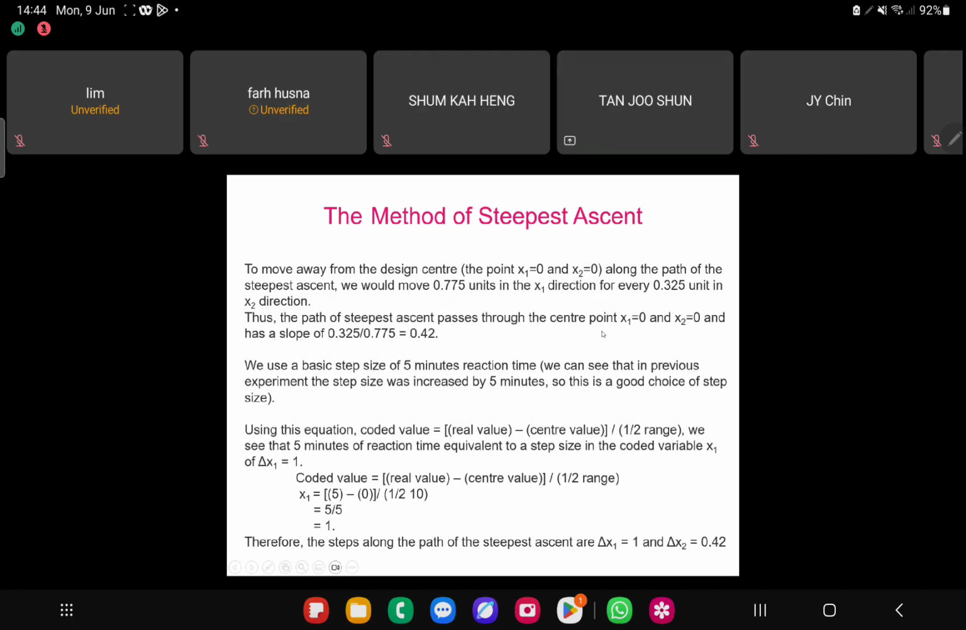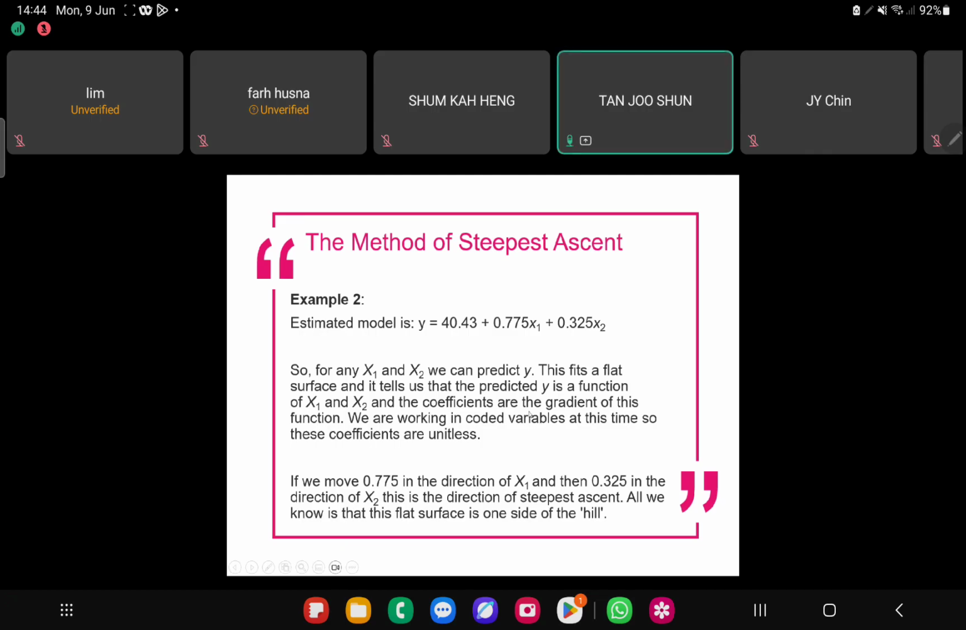In theory, in the books, normally they will teach you using this method: convert to coded values first, then find other ways. But for me, I will tell you to go directly to example 2. This example 2 is one of the fastest ways to do the method of steepest ascent.